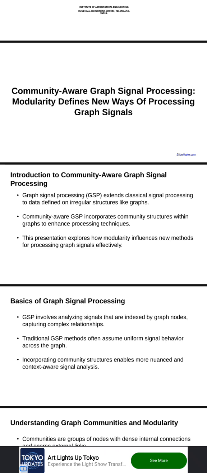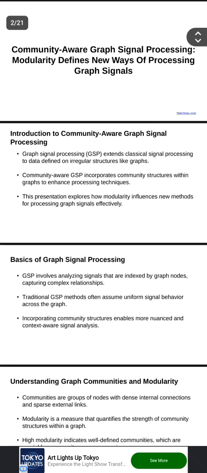community-aware graph signal processing. Graph signal processing extends classical signal processing to data defined on irregular structures like graphs. Community aware GSP incorporates community structures within graphs to enhance processing techniques. This presentation explores how modularity influences new methods for processing graph signals effectively.